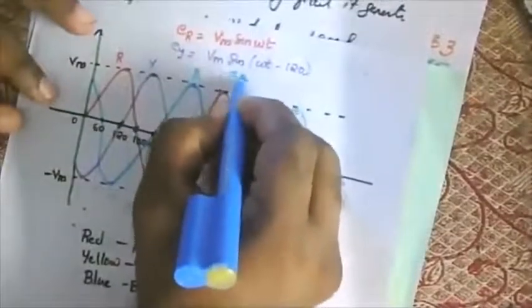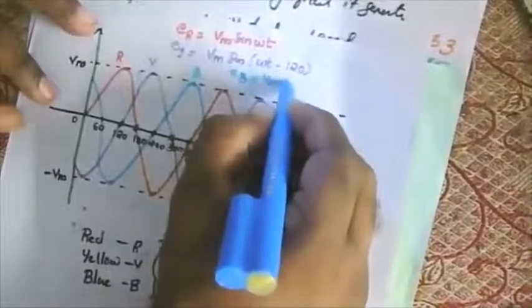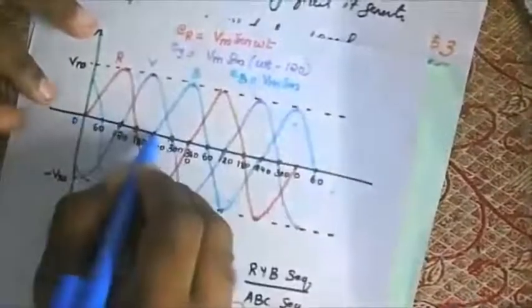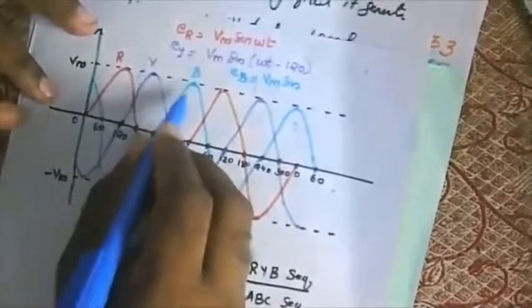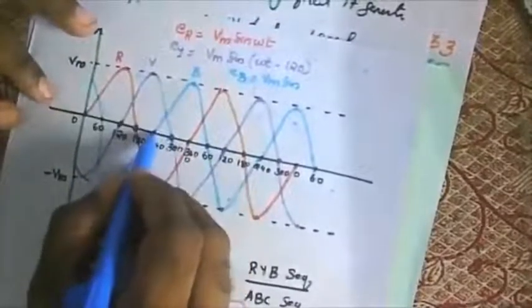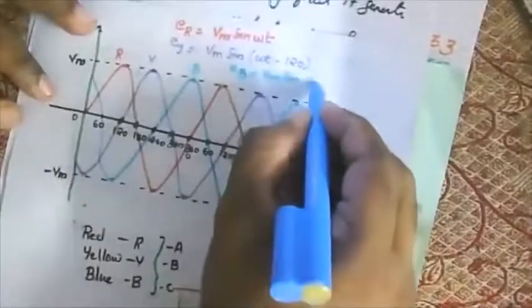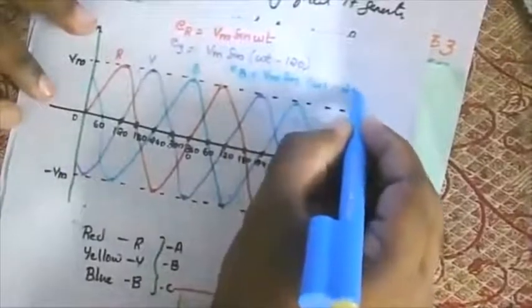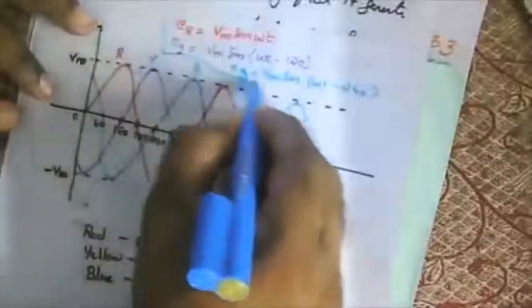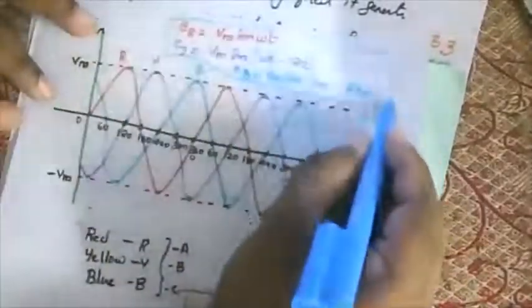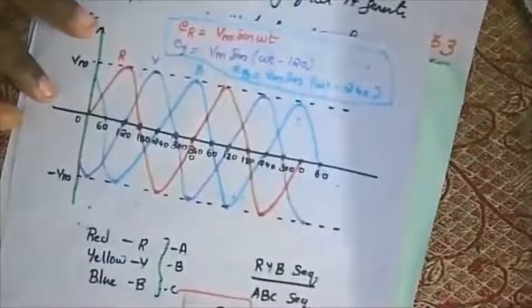Eb is equal to Vm sine. It reaches 0, but it is negative. For a sine wave, it should start from 0 to positive. So I will take this point, sine omega t minus 240. So I have represented the equations for my sine waves also.